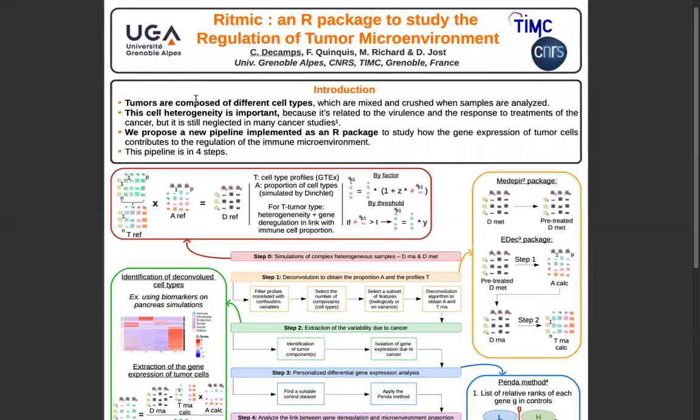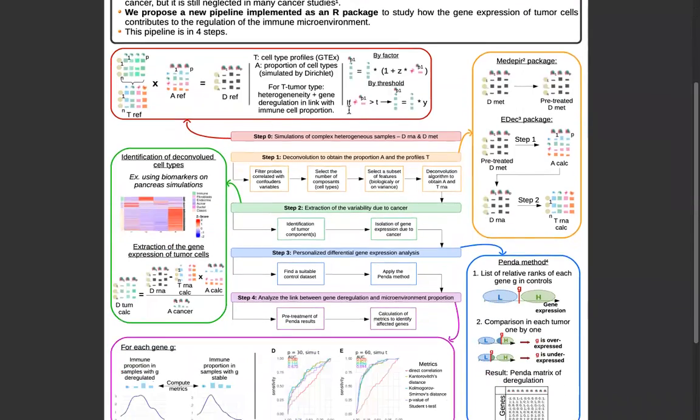So tumors are composed of different cell types, but for bulk analysis the samples are crushed and we lose this information. However, this heterogeneity is important because it's linked to a lot of biological factors like survival rate, response to treatment, etc. Here, we propose a new pipeline to study how the gene expression of tumor contributes to the regulation of the immune microenvironment. The pipeline is detailed here.